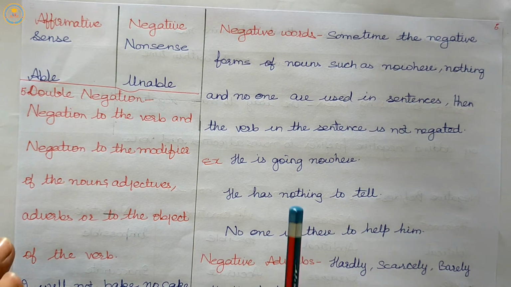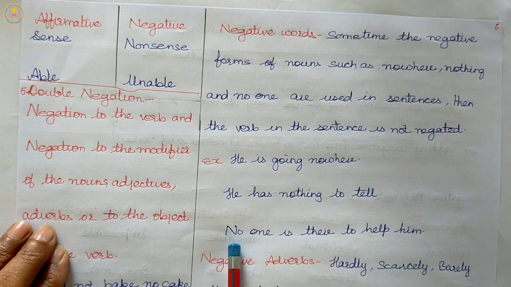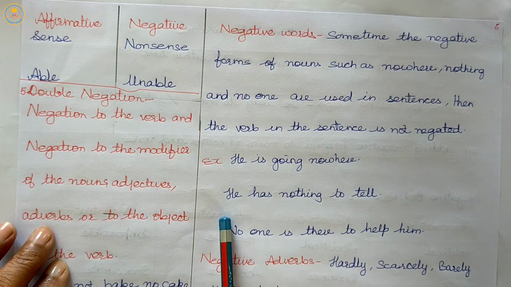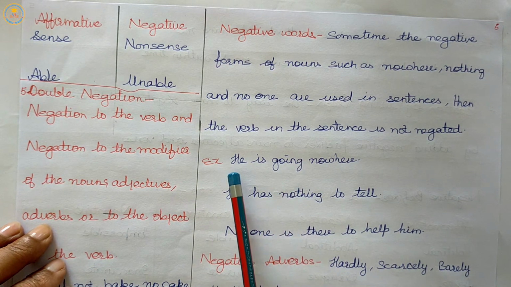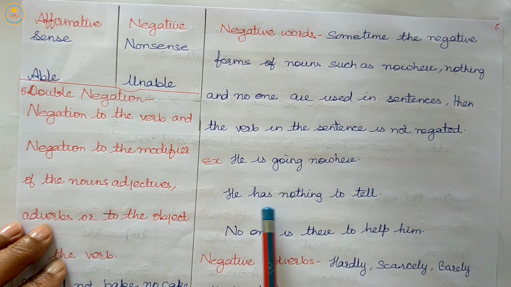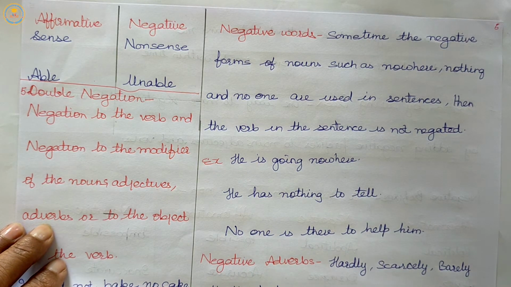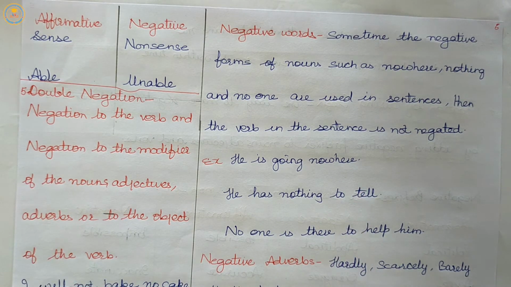Sometimes the negative form of nouns such as nowhere, nothing, no one, etc. are used in the sentences. Then the verb we are using in the sentence is not negated. Example: He is going nowhere. He has nothing to tell. No one is there to help him. So in all these sentences with negative words, the verb in the sentence is not negative.